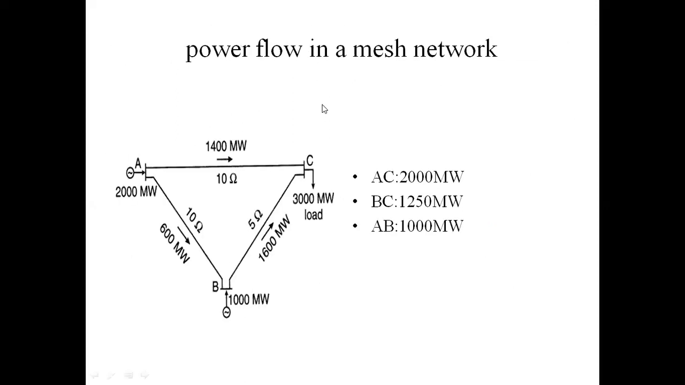This is the power flow in mesh system. In this mesh system, there are two generating stations at different locations and a load at a different location. In this circuit diagram, this is bus 1, this is bus 2, and this is bus 3.